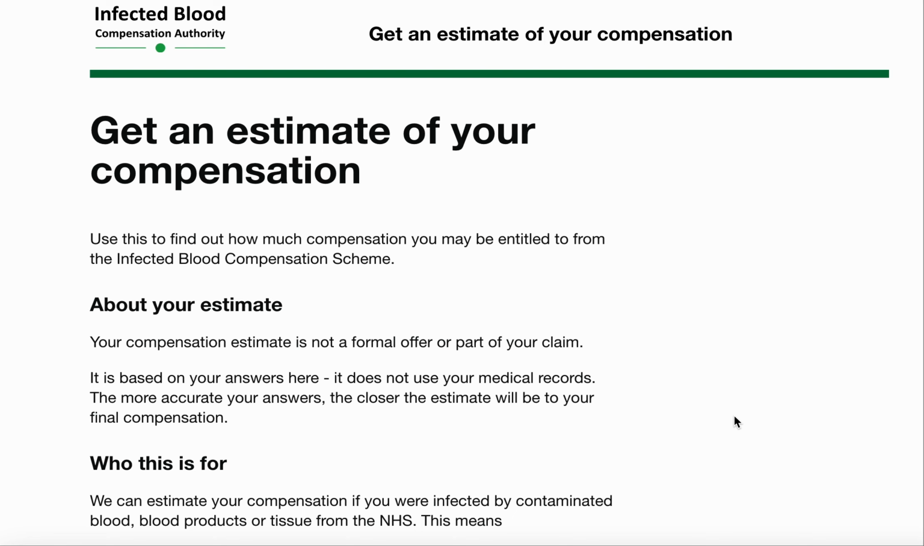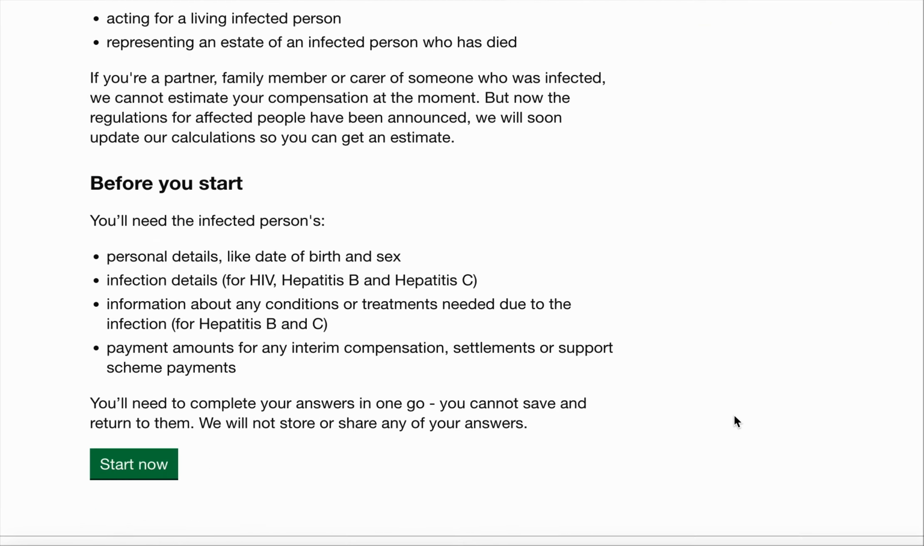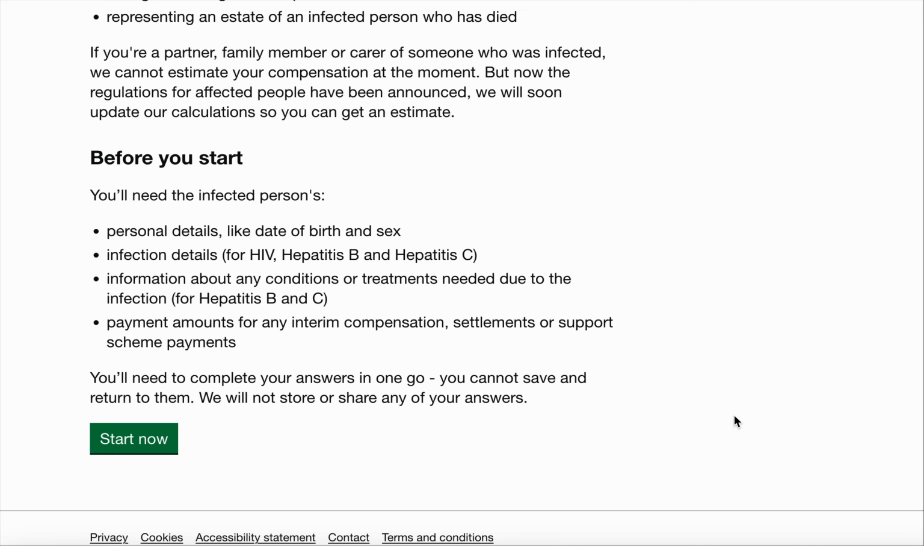Before you start using the calculator, you will need the following information: personal details such as date of birth, sex at birth and date of death; details about the infection such as infection type, year of infection, and year of diagnosis; information about any conditions or treatments needed due to hepatitis B and C; payment amounts for any interim compensation settlements or support scheme payments. It's important to have all of this information ready before you start using the calculator, as you cannot save and return to the calculation. Let's get started.